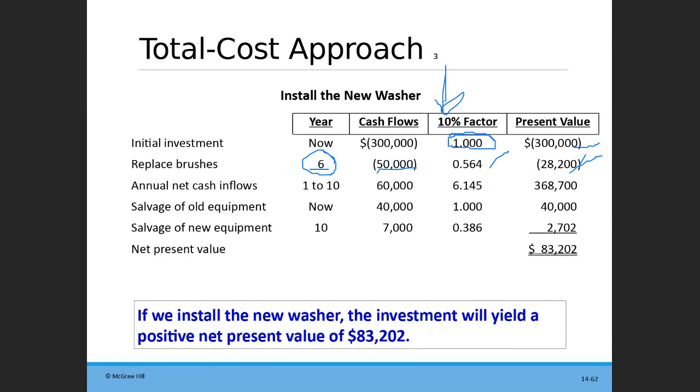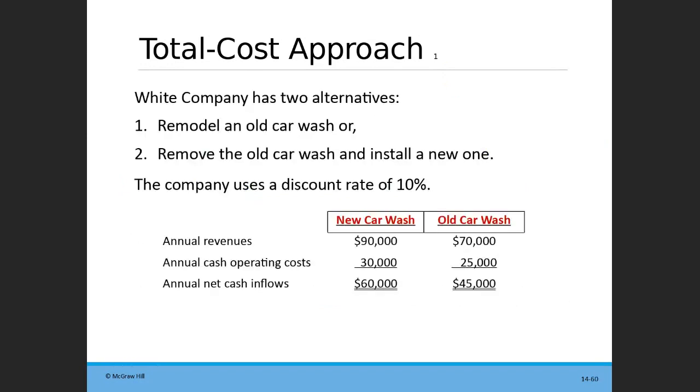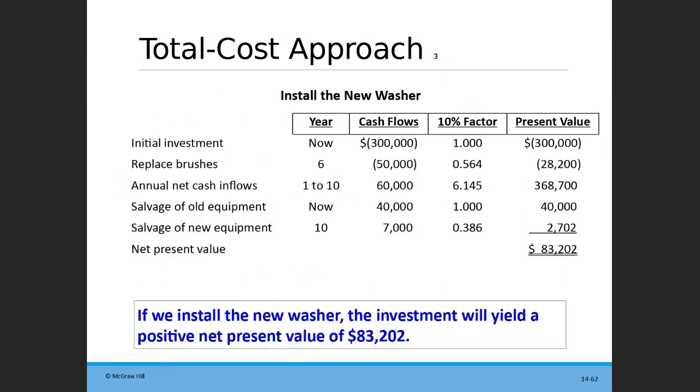Then we get this annuity. Every year for 10 years, we get a net cash flow of 60. Remember, we're going with the net cash flow. We're not going to discount the costs and the revenues separately. When you go to the present value of an annuity table, you go down to 10 and then over to 10%, and you get a factor of 6.145. So 60,000 times 6.145 gives us a present value of the cash flows, 368.7.